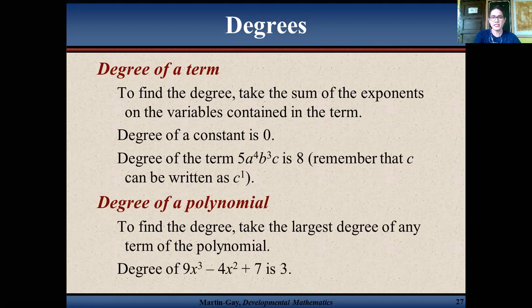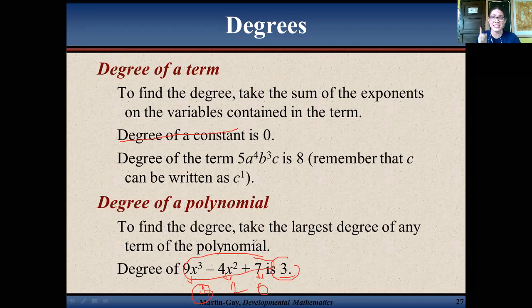For example, 9x cubed minus 4x squared plus 7, the degree is 3. Why 3? Because when you check the degree of each term, the degree here is 3. Its degree is 2. The exponent of 7, or the degree of 7, is again 0, since 7 is a constant term, and remember the degree of a constant term is 0. So 3, 2, 0. With that, the highest exponent is 3. Therefore, 3 is the degree of this given polynomial. I hope you'll be able to remember that one.